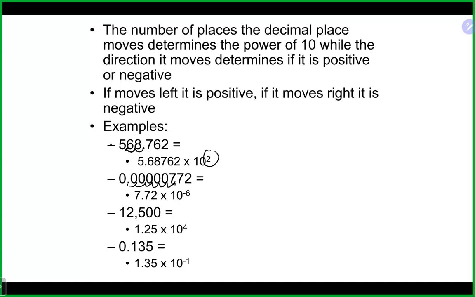Here we assume the decimal point is at the end. So 1, 2, 3, and 4 gives us our 1.25 times 10 to the 4. I'll write the last one here. This is getting cut off. We're going to go 1 place here to the right, 1.35 times 10 to the minus 1. Any questions on those there?